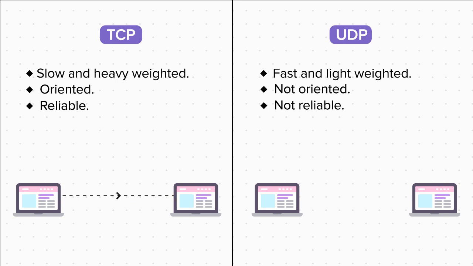In conclusion, we can say that if we want to send data at a really high speed and we do not care if some of the data gets lost, we use User Datagram Protocol or UDP. And if we want to make sure that all the data gets safely transferred to the receiver but we do not care much about speed, we use Transmission Control Protocol or TCP.